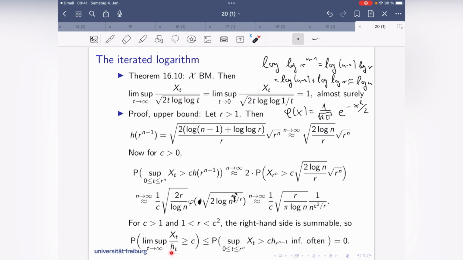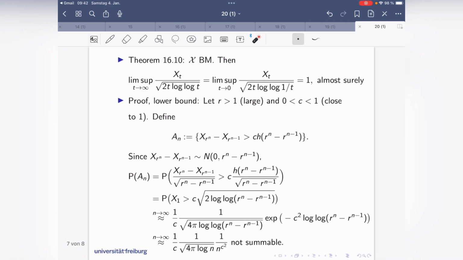But if lim sup of X_t divided by h(t) is bigger than or equal to c, it must be the case that the supremum exceeds c at time r^(n-1) infinitely often. And that probability must be 0, as we just computed using the Borel-Cantelli lemma. And that was it for the upper bound. There we used the version of the Borel-Cantelli lemma where we did not need independence.